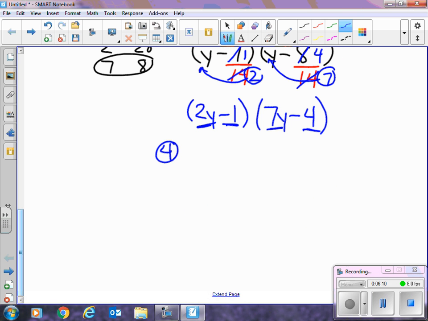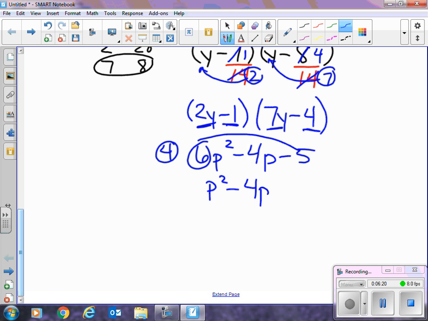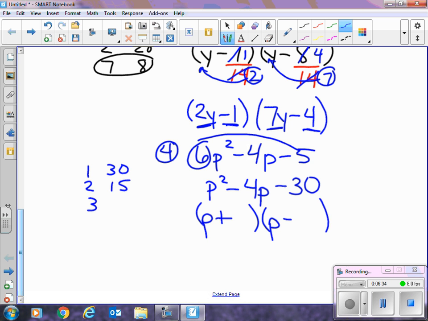All right, for number 4, if I have 6p squared minus 4p minus 5, leading coefficient to the back, so that makes p squared minus 4p minus 30. Okay, we set up our binomials, p and p, different signs, plus and minus. We've got to multiply to make 30 and subtract to make 4. So there's 1 and 30, 2 and 15, 3 and 10, and 5 and 6. And if you look at those, none of those subtract to make 4.